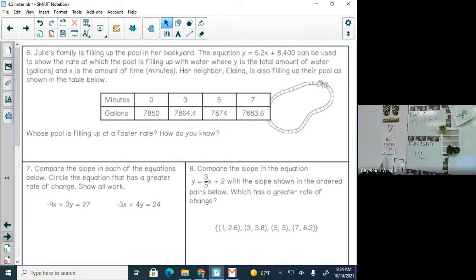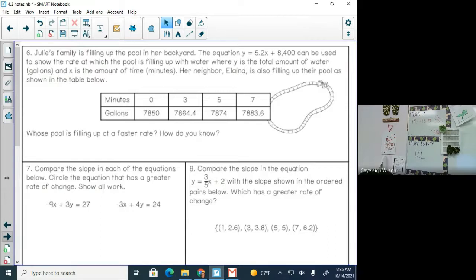Okay, so Julie's family is filling up a pool in her backyard. The equation y equals 5.2x plus 8,400 can be used to show the rate at which the pool is filling up with water, where y is the total number of water gallons and x is the amount of time in minutes. Her neighbor Elena is also filling up their pool as shown in the table below. Whose pool is filling up at a faster rate and how do you know? So we first have to find Julie's rate.